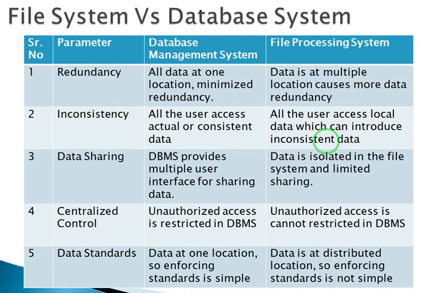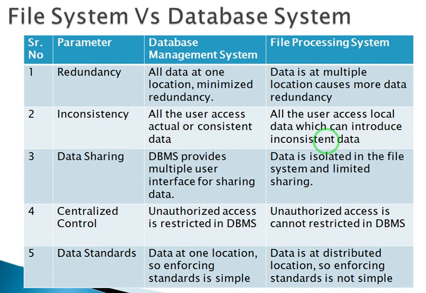Second parameter is inconsistency. Here, all users access the actual or consistent data. Due to redundancy, inconsistencies happen in a file processing system. But in a database management system, all data is at one location. Hence, no redundancy, no inconsistency. But in a file processing system, all users access local data, which can introduce inconsistent data.